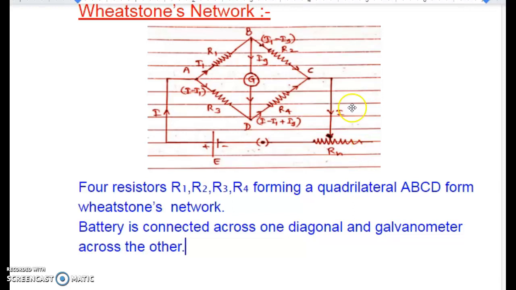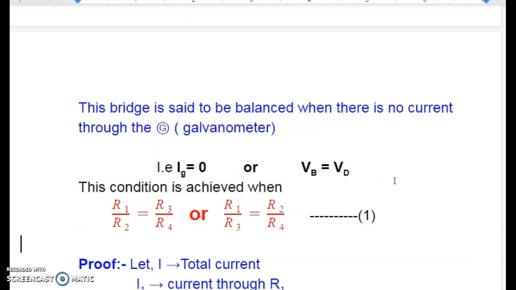Well, how is the bridge said to be balanced? When the battery is connected here in the circuit, the key is inserted, the battery sends some current in the circuit, I can say I1 here, I2 here. In spite of the battery sending current in the circuit, the current flowing through this galvanometer branch B to D is not supposed to be any current. This is known as balanced bridge condition. Now we'll see what exactly is balanced bridge condition.